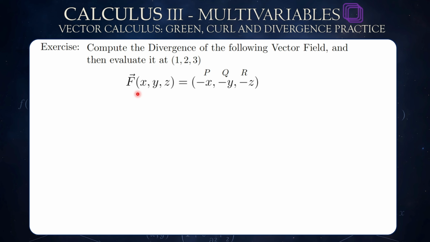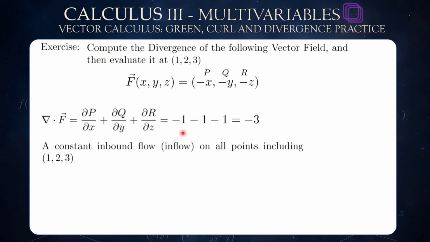Another one on divergence: compute the divergence of the following vector field and then evaluate it at (1, 2, 3). F(x, y, z) is equal to (-x, -y, -z). So nabla dot F is equal to the partial derivative of P in respect of x, then Q in respect of y, then R in respect of z, which is equal to -1, -1, -1, or -3.